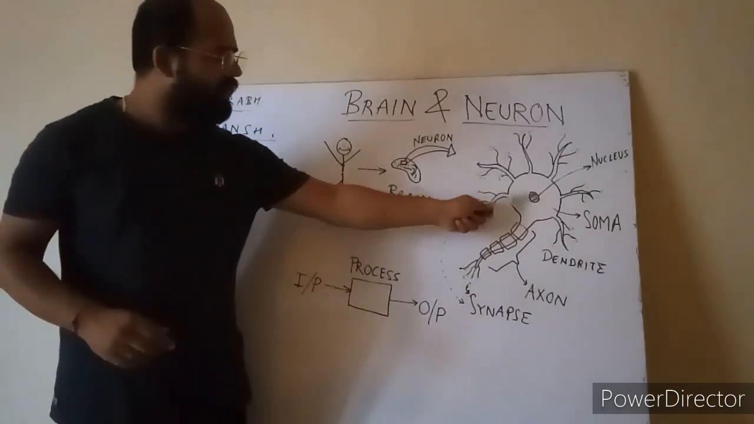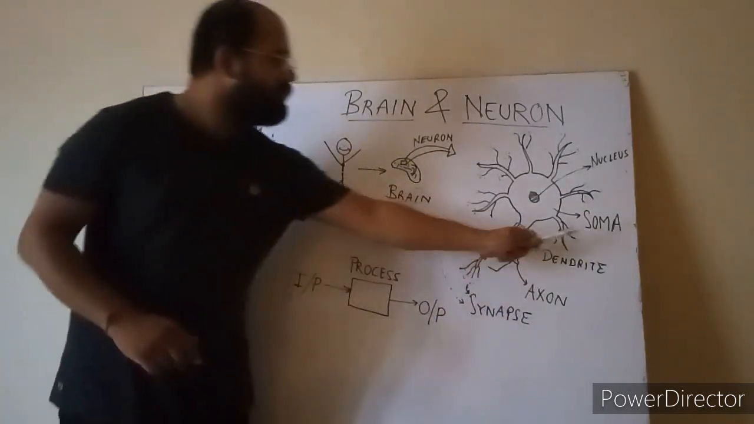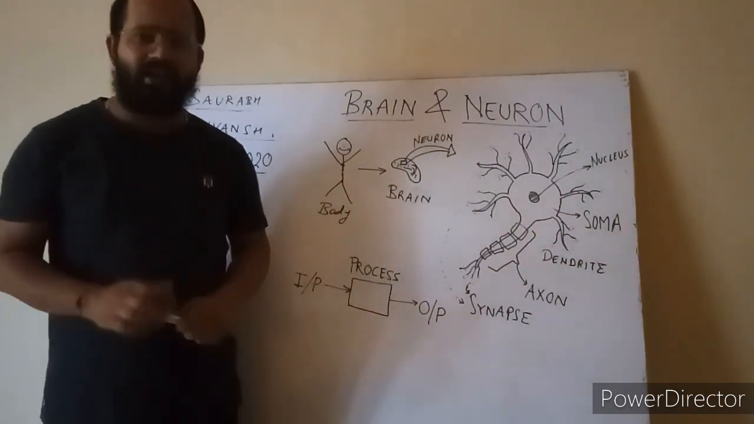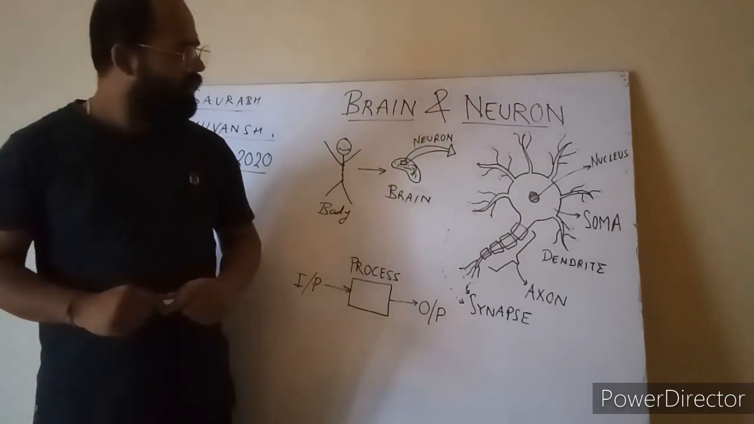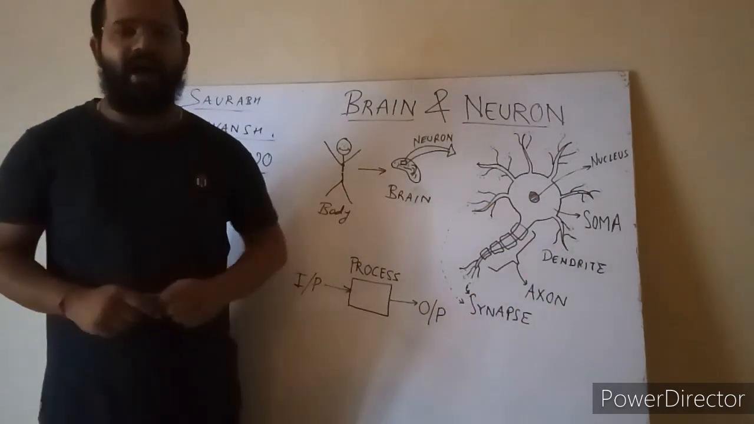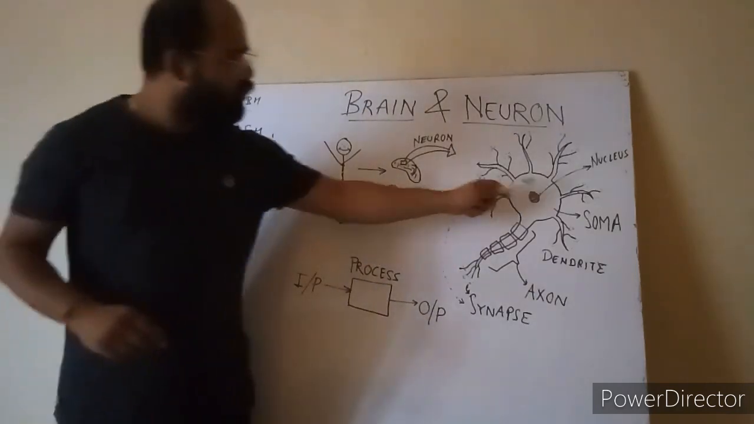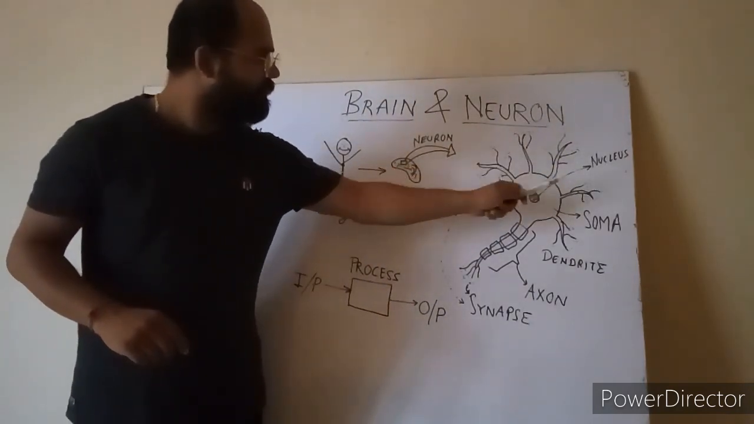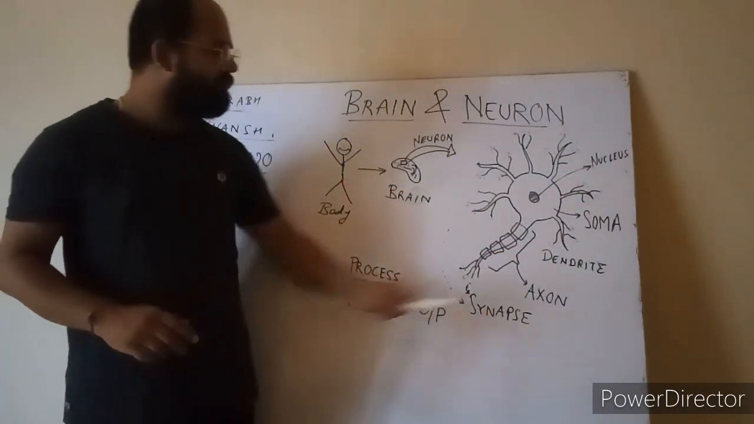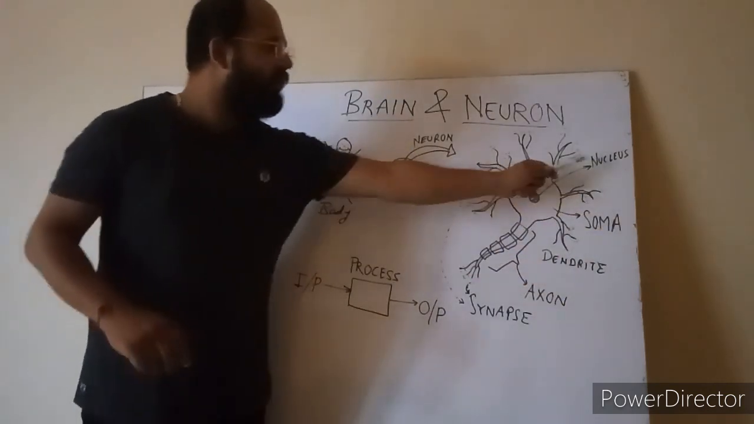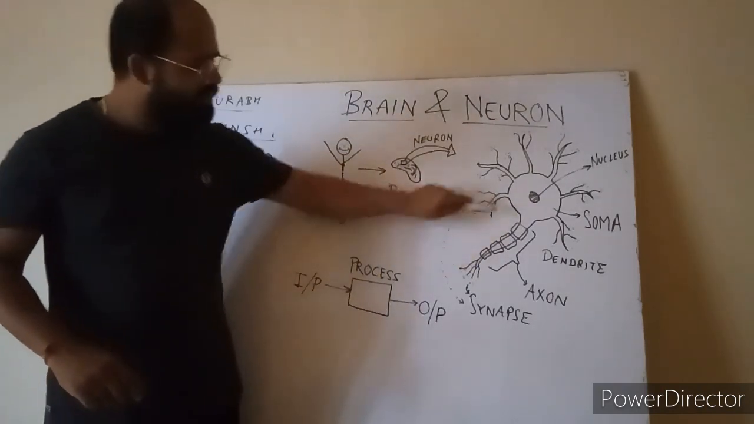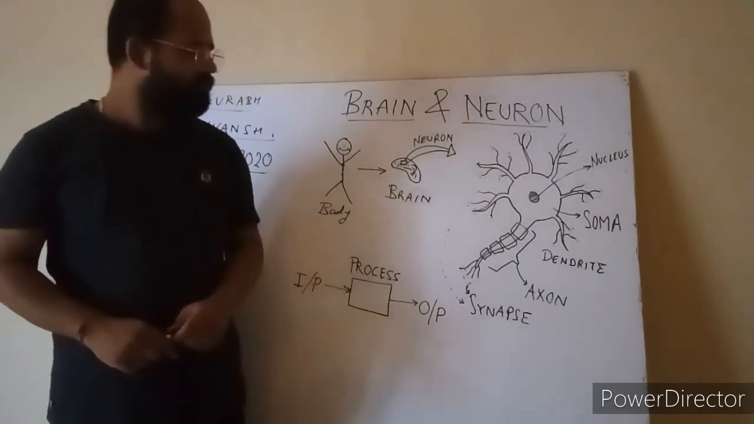So what is this? This center part is called the soma, which is also called the cell body. And this cell body contains a nucleus inside. This is the nucleus. Every cell has a nucleus. And this soma is surrounded by this type of structure, which is called dendrites. So we have dendrites, we have soma, we have nucleus, and one more thing, this is one tail which we can see. This tail is called the axon.